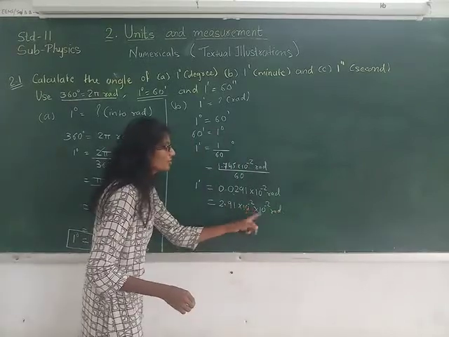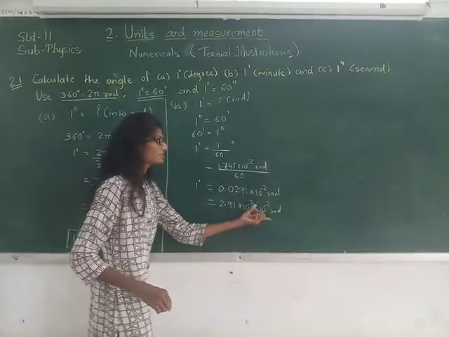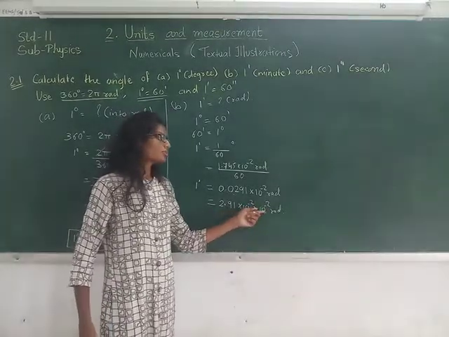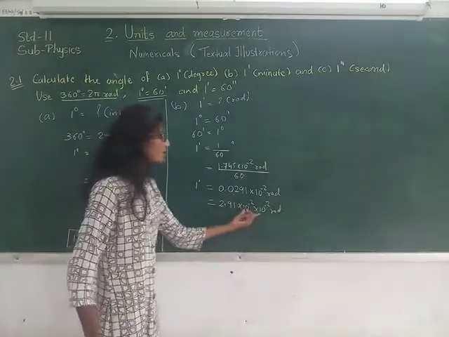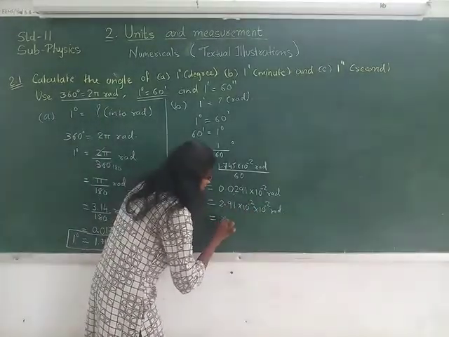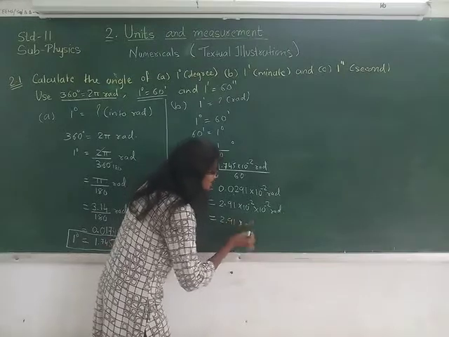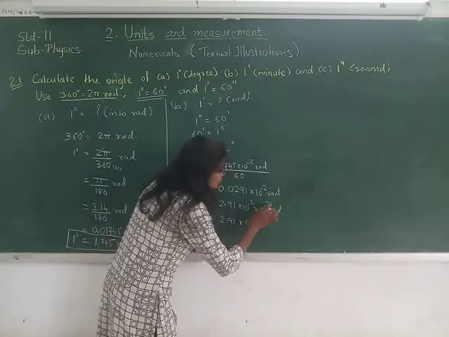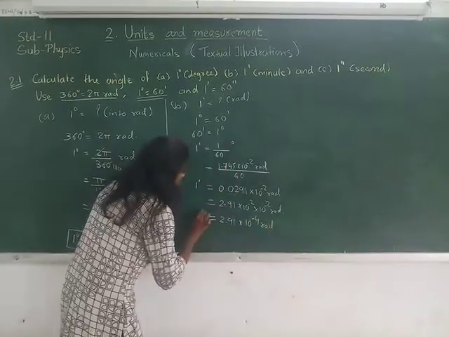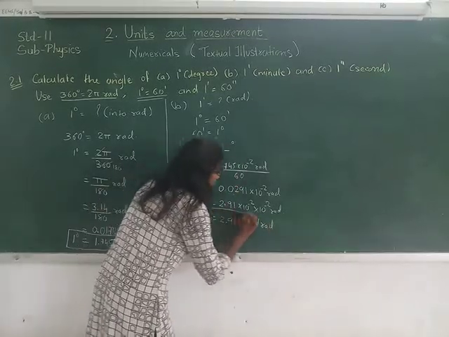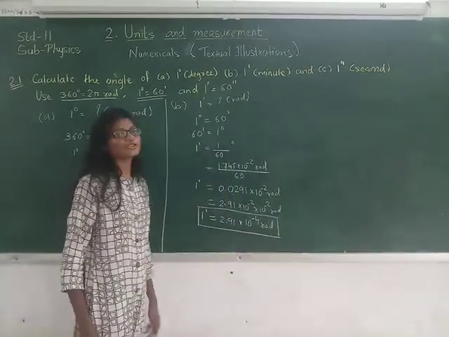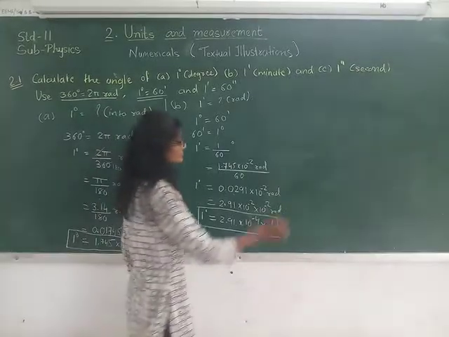So minus 2, whenever we are having this as the product form, as we have already seen, a raised to m into a raised to n, that becomes what? A raised to m plus n. Using that formula, this you have already studied in mathematics, so it was 2.91 into 10 raised to minus 2 plus minus 2, that becomes minus 4. So 1 minute is equal to 2.91 into 10 raised to minus 4 radian.